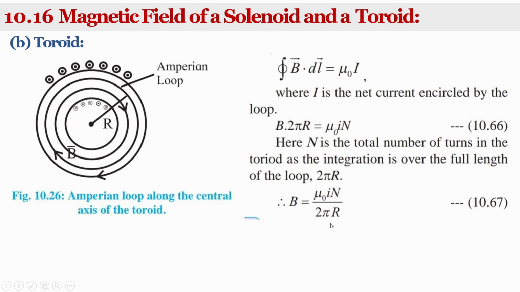This is the formula for the magnetic field of a toroid. We find that the magnetic field B is inversely proportional to r. Unlike the solenoid, the magnetic field is not constant over the cross section of the toroid. That is the explanation for the magnetic field of a solenoid and toroid.